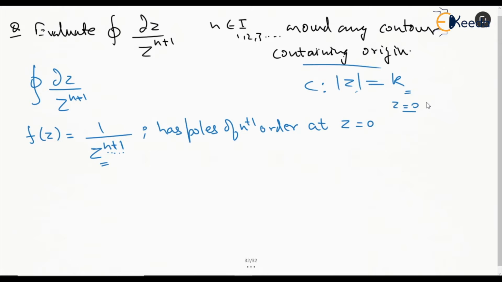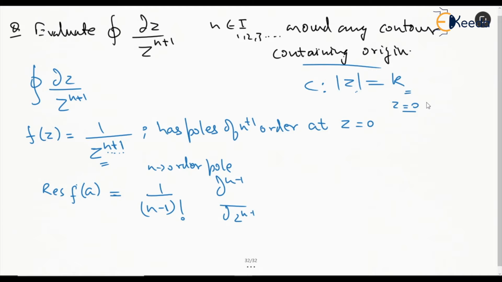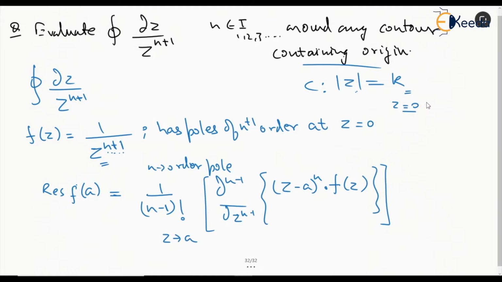So as per the residue theorem, for an n plus 1 order pole at z equal to 0, we have the residue of f at a equal to, let's write the general formula for nth order pole: 1 by n minus 1 factorial, d to the n minus 1 by dz to the n minus 1, of z minus a to the power of n into f of z, for z tends to a.